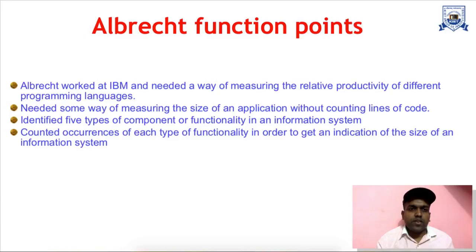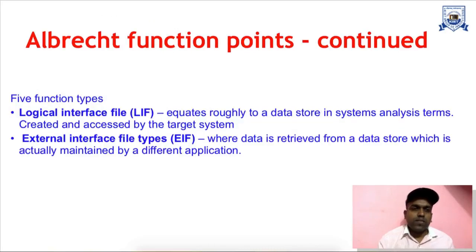So he identified 5 types of components or functionality in an information system that I will tell you in the next slide. He counted the occurrence of each type of functionality in order to get an indication of the size of the information system. So based on these 5 types of components, he was measuring the size without counting the lines of code. As I told you, there are 5 function types.